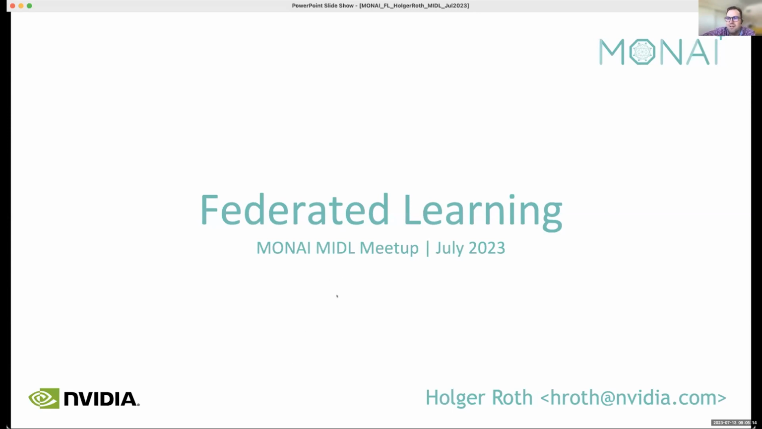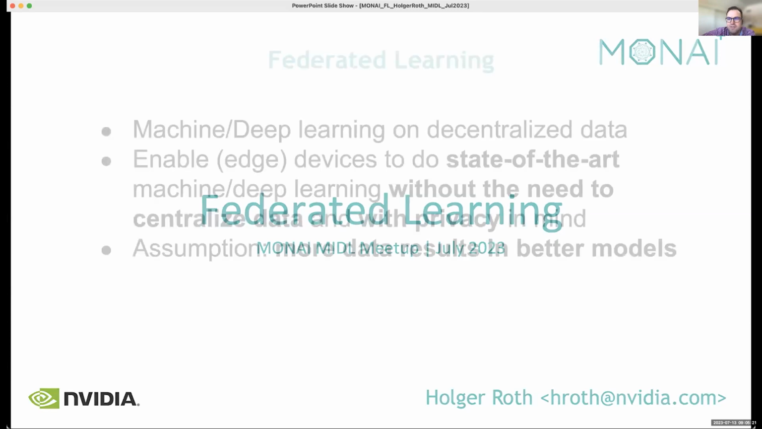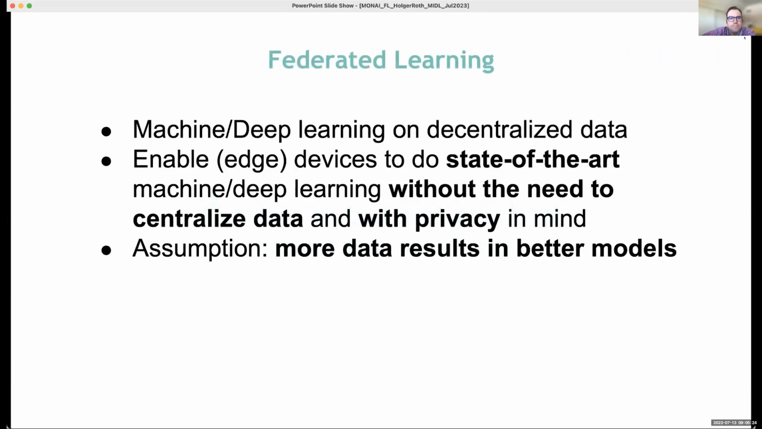So I'm talking about federated learning technology, and also how it's integrated with MONAI and how we're using it at NVIDIA. So first of all, what is federated learning? You can think of it as a form of machine and deep learning on decentralized data. This enables mostly devices that live on the edge to do state-of-the-art machine learning without a need to centralize the data, and with privacy in mind. One of the main assumptions, I think we also heard it in the previous talk, is that more data typically results in better and more generalizable models.